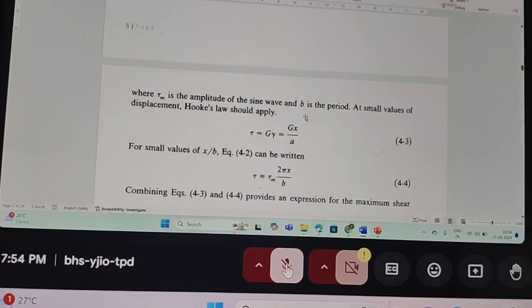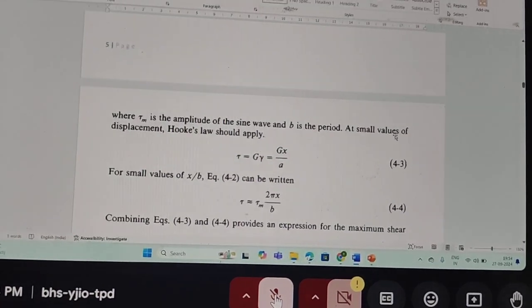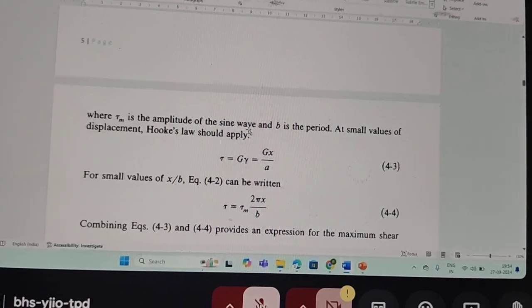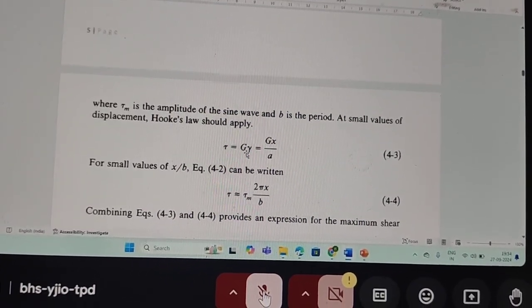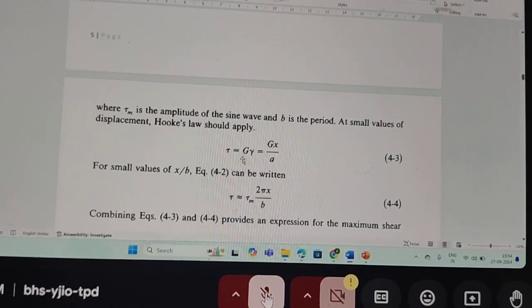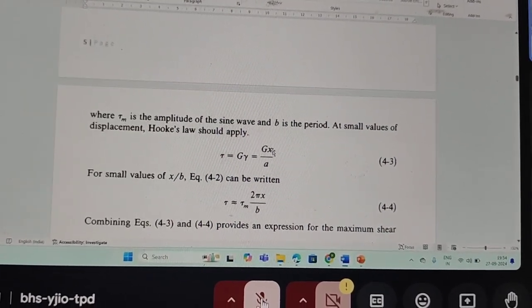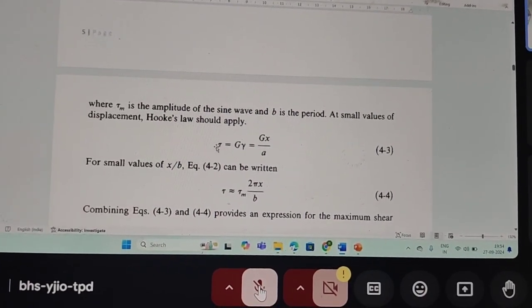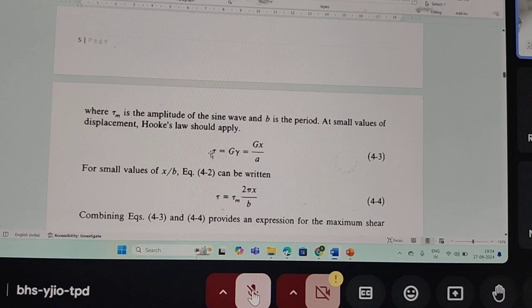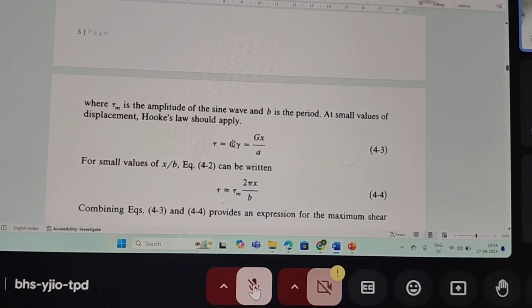At small values of displacement, I told you, Hooke's law should apply. So stress is proportional to strain. So tau is proportional to gamma. That is, tau is equal to G into gamma. G is the shear modulus, and gamma, as I have told you, is x by A. Sorry, not x by B, x by A. So angular strain. So tau equal to G gamma, that is G x by A.